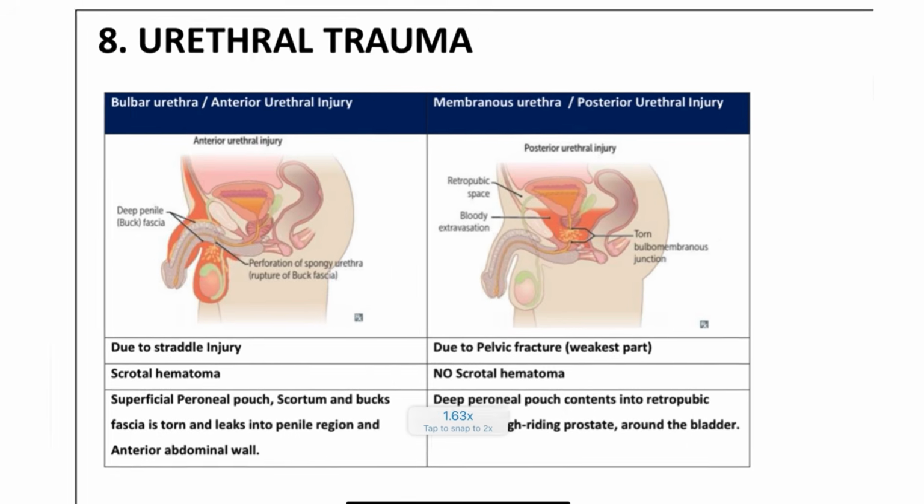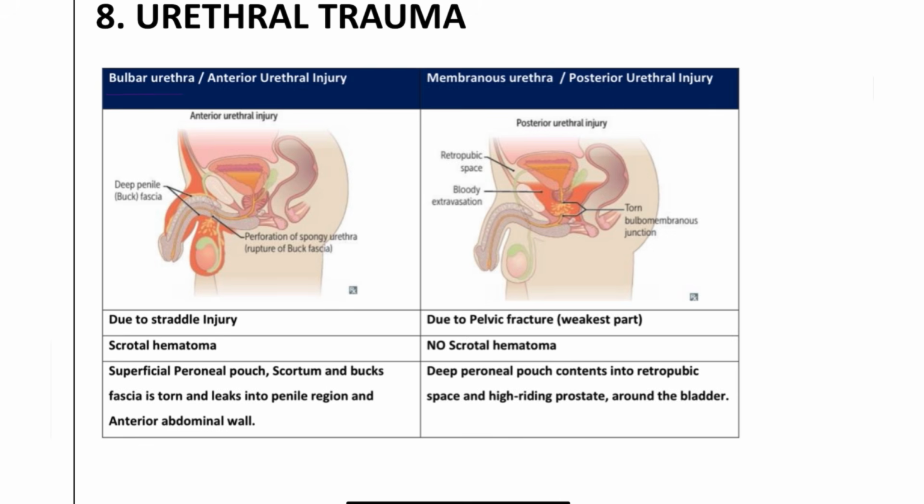Next, urethral trauma. Urethral trauma is two types. One is a bulbar trauma and the other one is a membranous trauma. So where the bulbar trauma is happening, for example, here you can see if there is a damage exactly at this point, before the bifurcation of the membranous urethra, if there is a damage in the bulbar urethra, this is most of the anterior type.